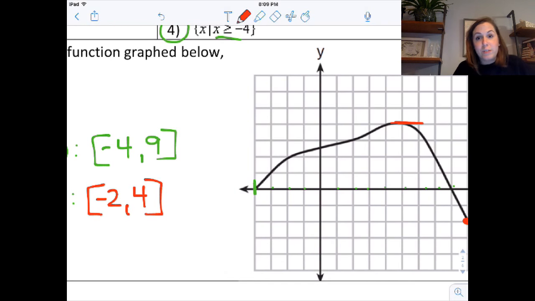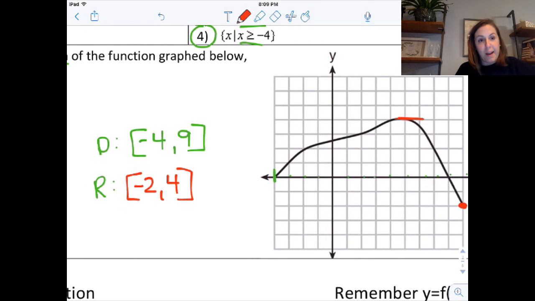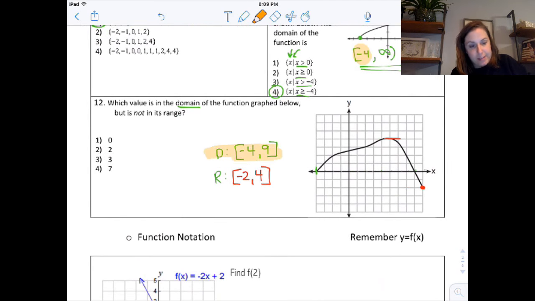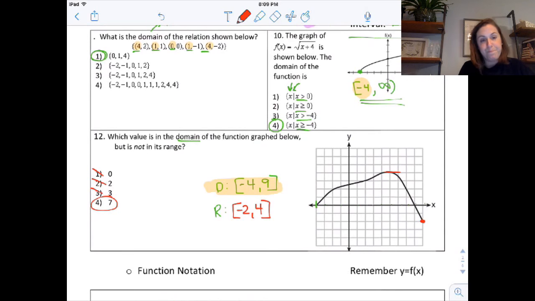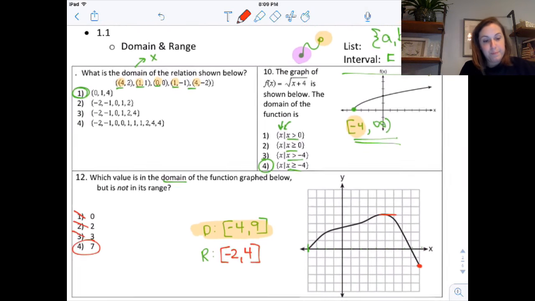So I want to know what value is in the domain, but not in the range. Any value between -2 and 4 is going to be in my range. So 0, 2, and 3 are all there, so it must be answer choice 4. Okay, if you have questions on those, send them along. I'm going to move on to the next topic, but we can always come back.